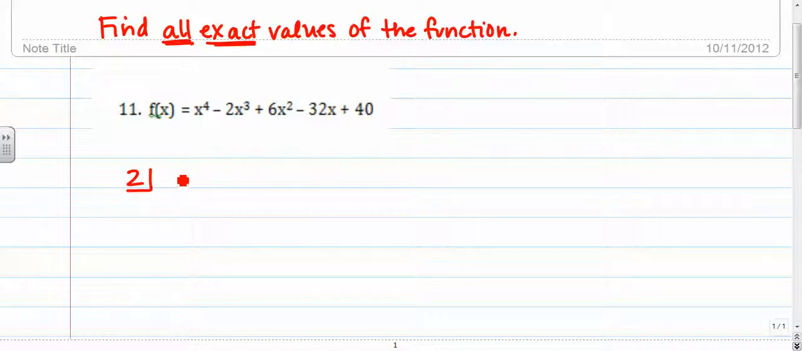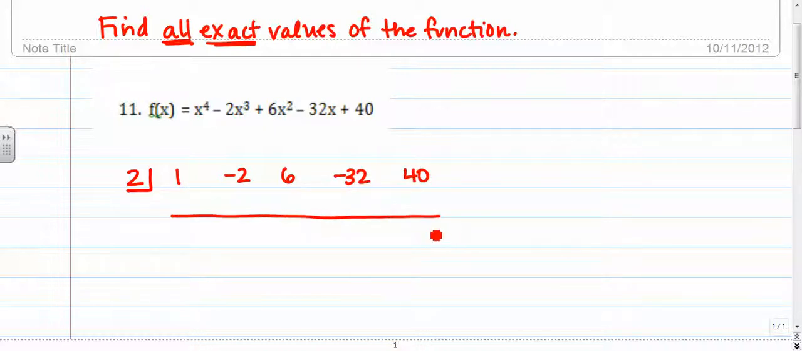So here goes into our function. I've got 1, -2, 6, -32, and 40. Make sure that you fill in missing zeros if you've got exponents missing. Okay, so synthetic division, 1 drops down, multiply and add, multiply, add, multiply, add, multiply, add. And we were good with the 2 because I got that remainder of 0.